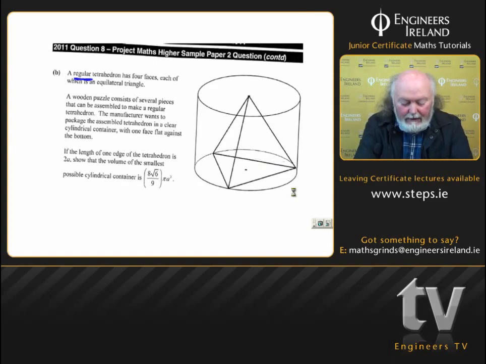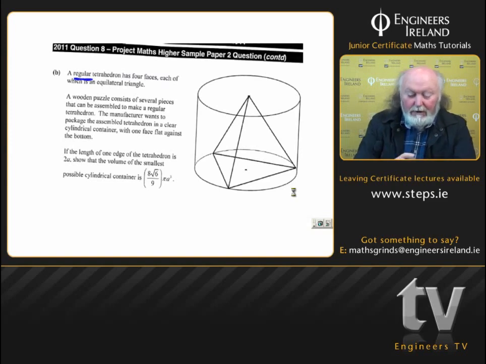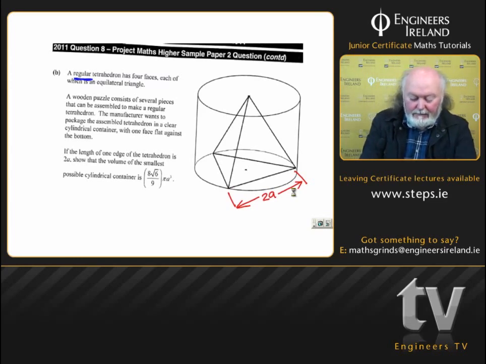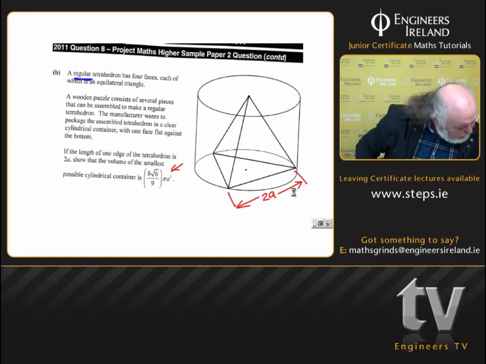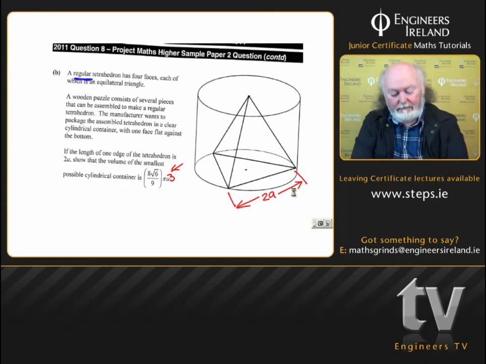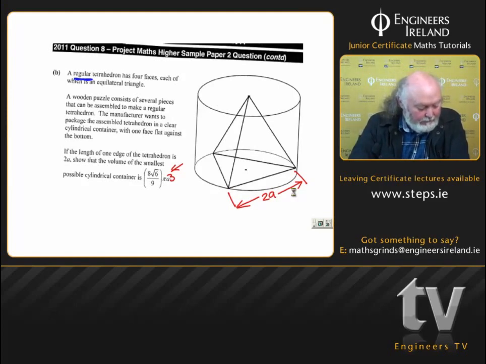If the length of one edge of the tetrahedron is 2a, now you're getting some detail. Show that the smallest possible volume for a cylinder is this. And that is a cubed. So what do we do? Well, that's a useful piece of information.